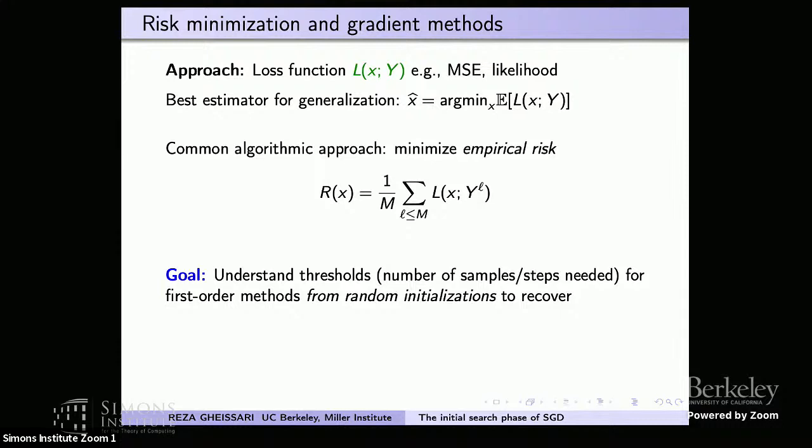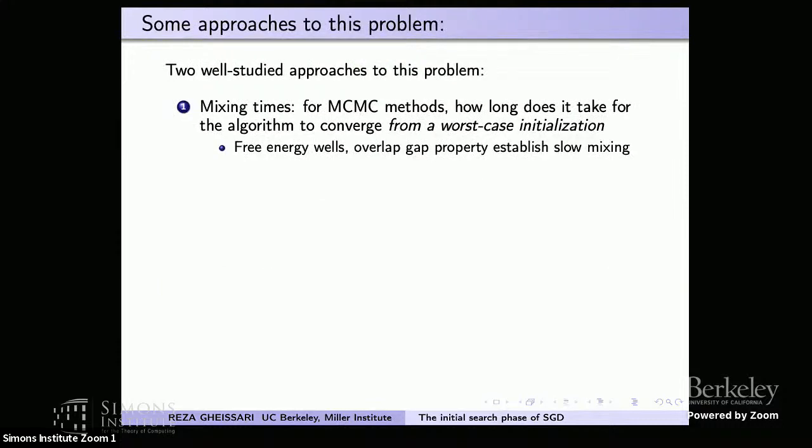So the kinds of things that I mean by first order methods, well, sorry, before I get there. There are two well-studied approaches to this problem. For instance, let's have in mind gradient flow or Langevin dynamics on R, which is the empirical risk. One approach to getting thresholds for this problem is mixing times.